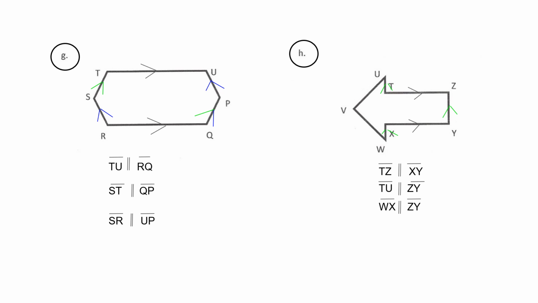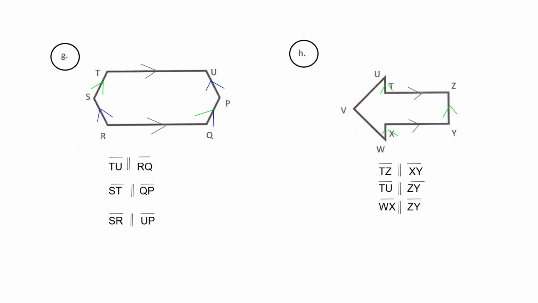H also has parallel sides. Oof, this is another one. This is an arrow. Okay, so we have TZ is parallel to XY. See how they're black arrows here? So those are parallel.